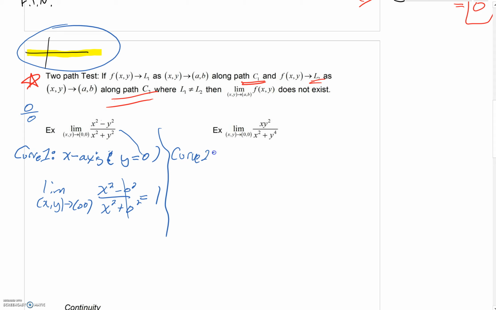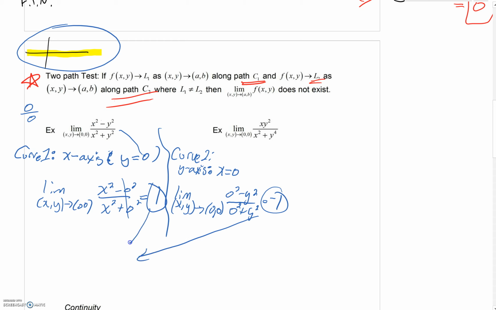Let's take a look at curve 2. Curve 2, how about we use the y-axis this time? That's saying let's let x equal 0. And if x equaled 0, well, you get the same basic premise. This time we'd have 0 squared minus y squared. Down below we'd have 0 squared plus y squared. You could see this would be negative 1. Now the problem is you're getting very different answers here. These are not equal. So therefore, this limit does not exist.